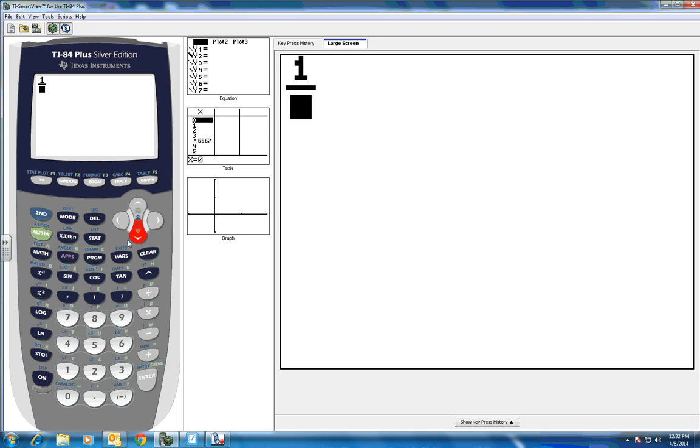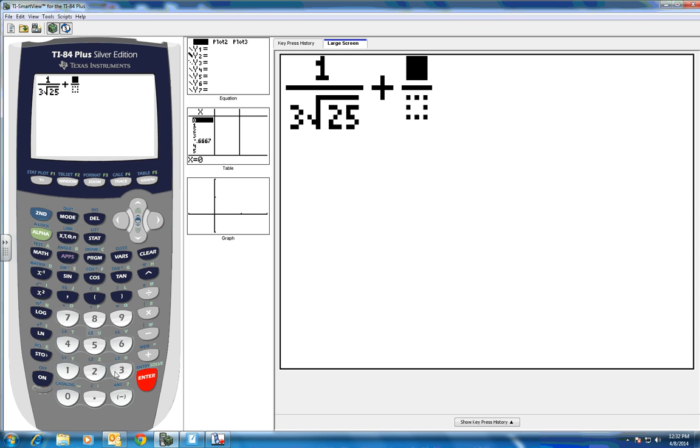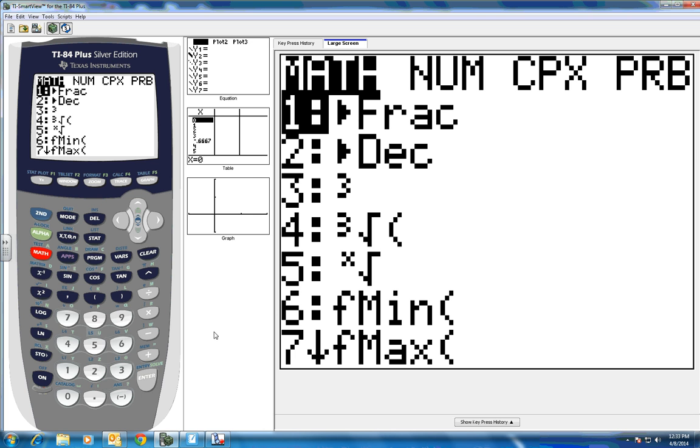1 over 3 times the square root of 25 plus, you have to hit your right arrow key. And then I'm going to hit my other fraction. 1 over 2 times. Now, do you remember how to get your cubed root button? My cubed root button is under math. It's math. And then see number 4?